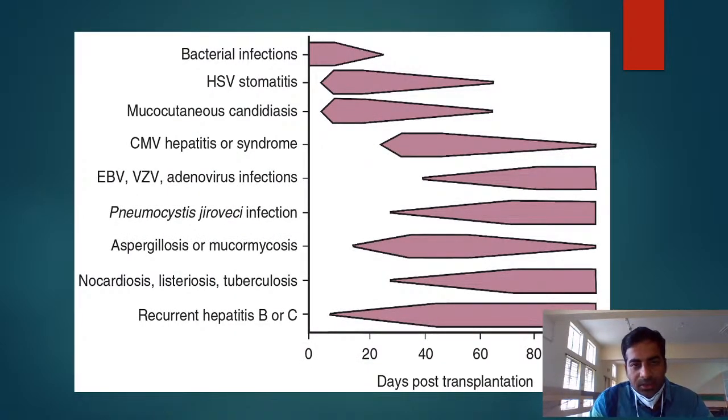We have bacterial infections, HSV stomatitis, and mucocutaneous candidiasis. These three are mainly seen in the initial stages. Then you have CMV hepatitis, Epstein-Barr virus, adenovirus infections, Pneumocystis infections, and aspergillus or mucormycosis. Recurrent hepatitis could be B or C.